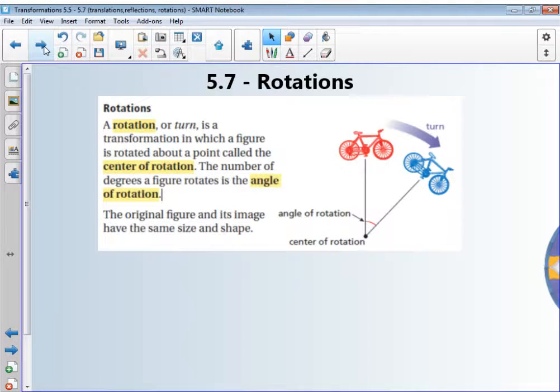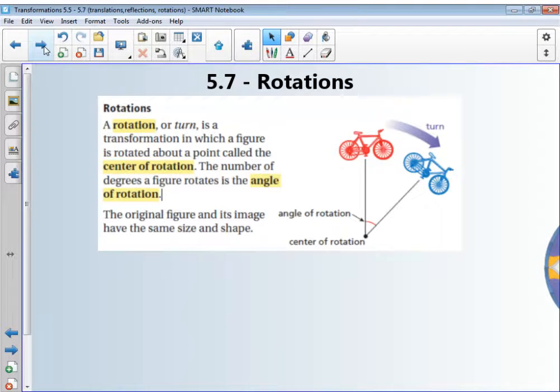With rotation. So far we've worked with two different forms of transformations. The first one was a translation, which was a slide. The second one was a reflection. So that's where we flipped our figure over a line of reflection. And today we're going to work with rotations.